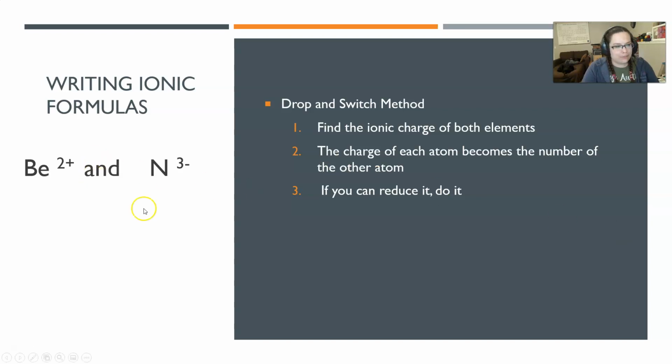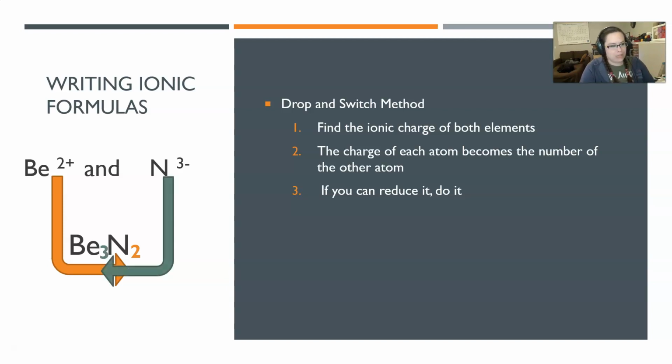The charge of the atom becomes the number of the other atoms, so you ignore the sign. In this case, beryllium is 2 and nitrogen, the charge is -3, so we're going to use the 3. The reason this is called drop and switch is because you drop the number to the bottom and switch it to the other element. So the 2 from the beryllium charge goes after nitrogen, and the 3 from the nitrogen charge goes after beryllium. If you can reduce it, reduce it. This one cannot be reduced. So our final answer is Be3N2.